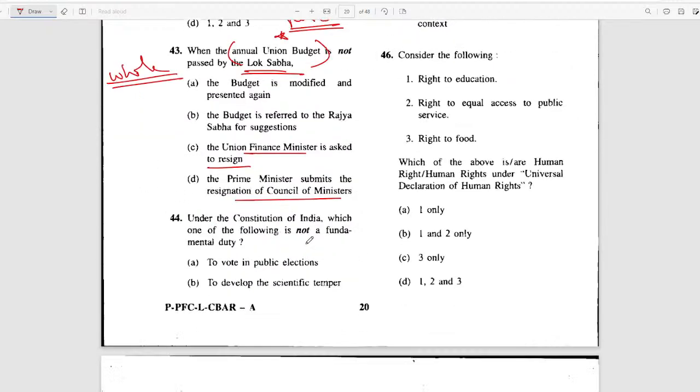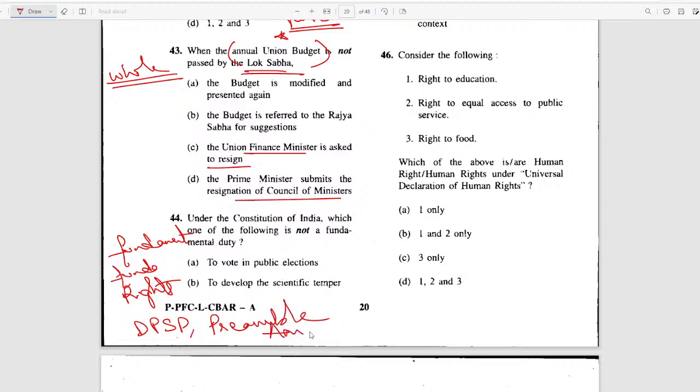Next question is, under the Constitution of India, which one of the following is not a fundamental duty? So fundamental duties, fundamental rights, DPSP, preamble, constitutional amendments, and the articles. You have to bat all this. Duties, rights, DPSP, preamble, amendments, and articles. You have to bat all this. So they have asked about, under the Constitution, which of the following is not a fundamental duty?